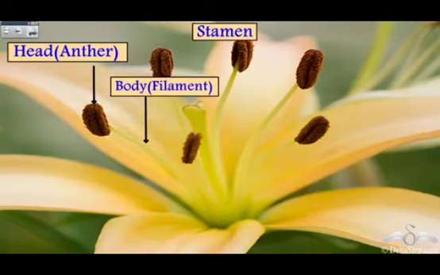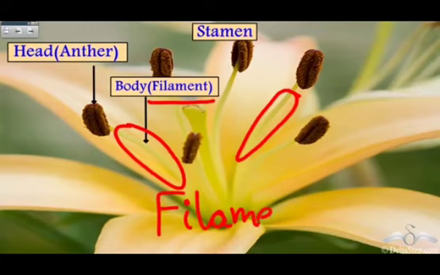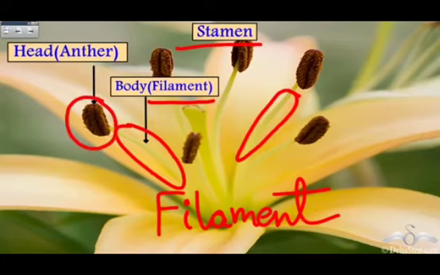Now, after the head, we have the body of the stamen. See, these long tube-like structures. These are the bodies of the stamen. So, what is this body known as? This is known as filament. So, the stamen has two parts. One is its head, which is known as the anther, and one is its body, which is known as the filament.